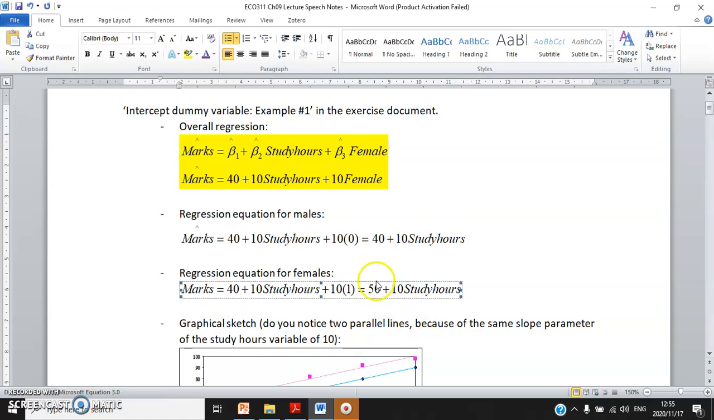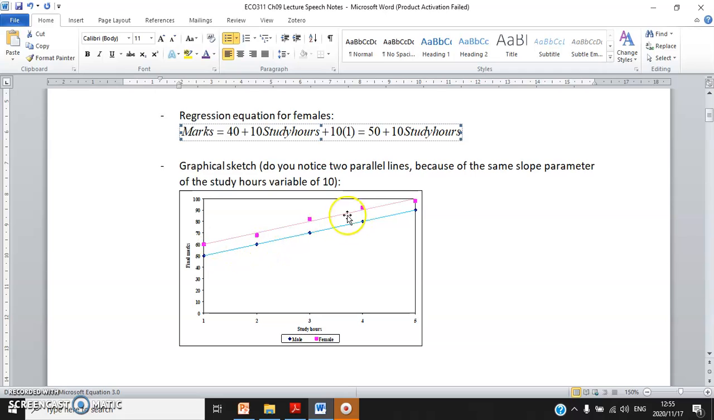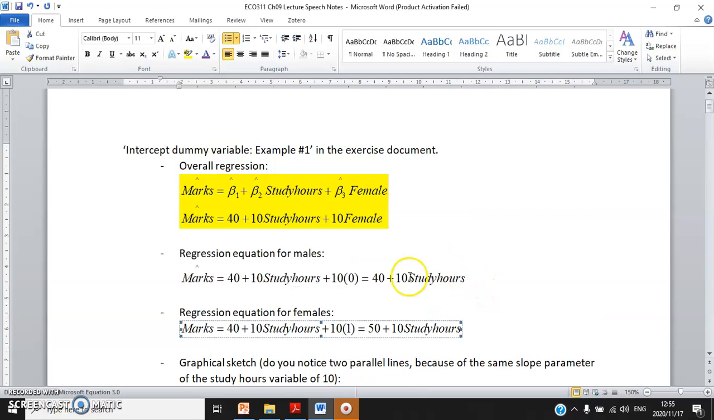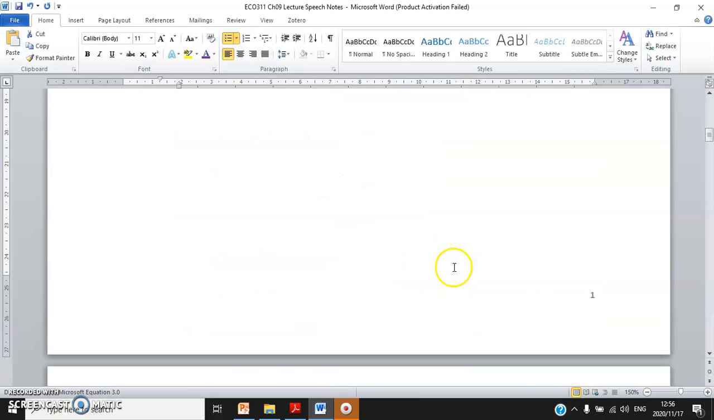Do you now see the difference in the constant between the two genders? But the slope remains the same. Look at the 10 there. And then you can do a graphical sketch. You can see two parallel lines, but the female regression line is located above the male regression line because of the greater constant. Okay, so this is what intercept dummy is all about.